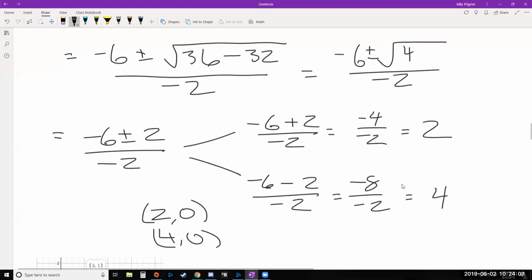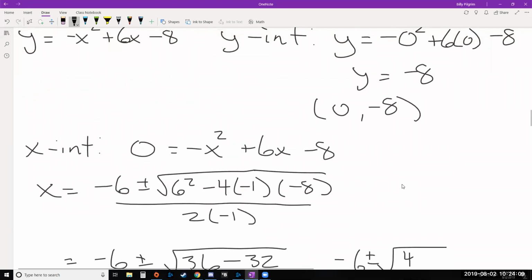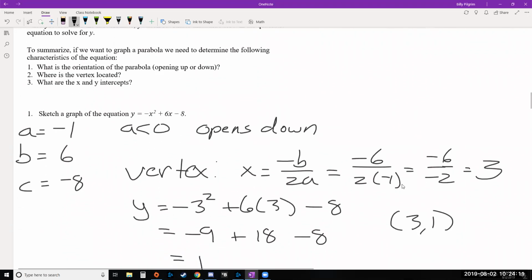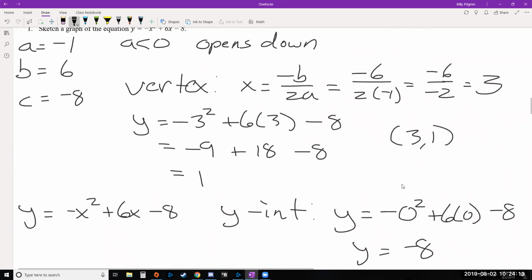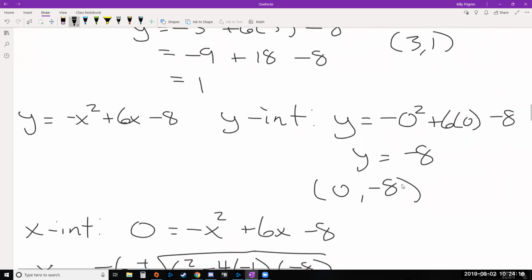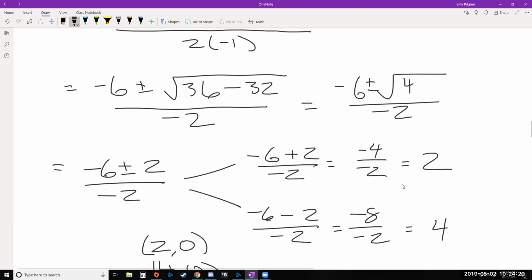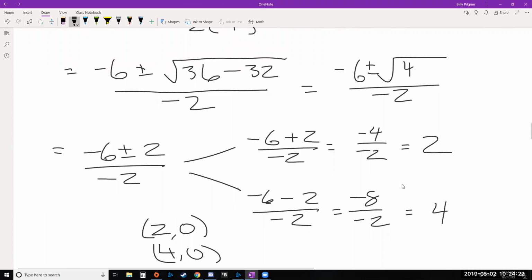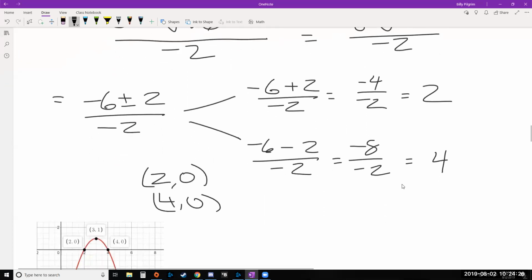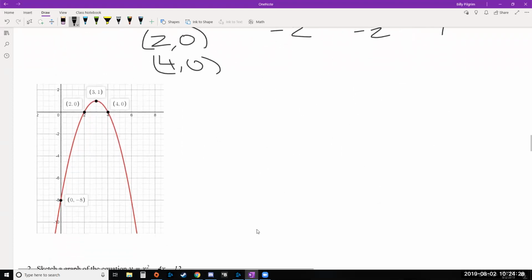So we're going to put this all together before I show you the graph. We know that it opens down. We know the vertex from the vertex formula. We know the y-intercept from plugging in 0 for x. We know the x-intercepts, 2 of them, from plugging in 0 for y and using the quadratic formula. If you put that all together, you should come up with this graph.